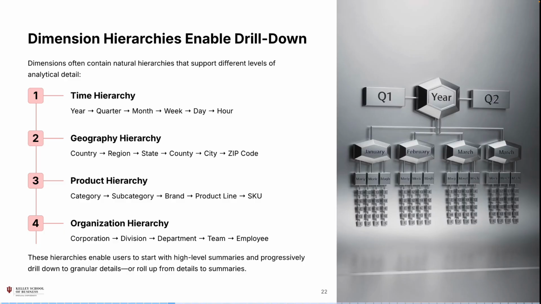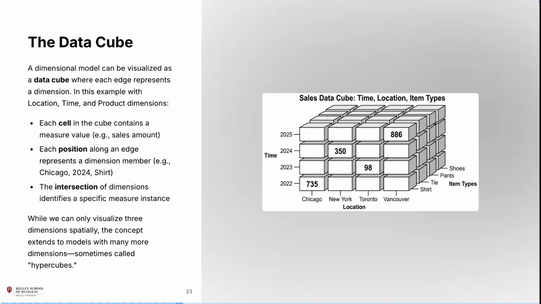zoom out for context. I also would like to introduce a concept, data cube. The data cube helps us visualize dimensional models. This is a multi-dimensional space where each edge represents a dimension. So imagine we have a three-dimensional cube. The X here is location. Here we have Chicago, New York, Toronto, Vancouver. And we have the Y-axis, which is time from 2022 to 2025. And we have the Z-axis. Here we have different products: shirts, ties, pants, and shoes.